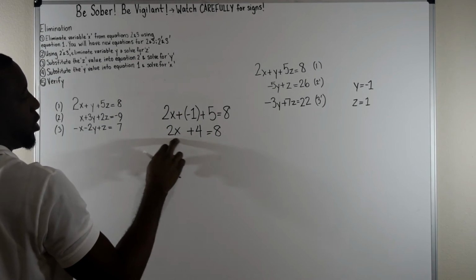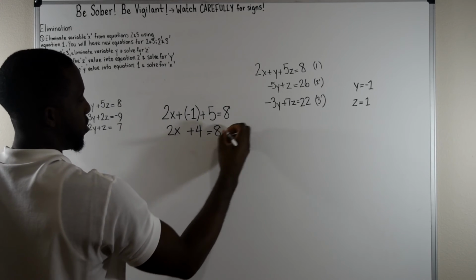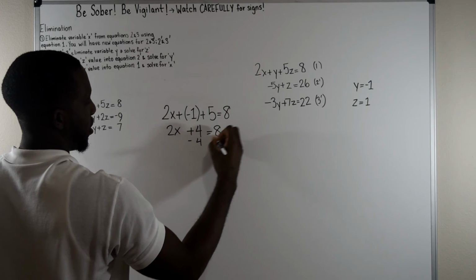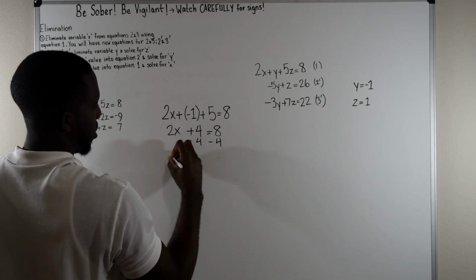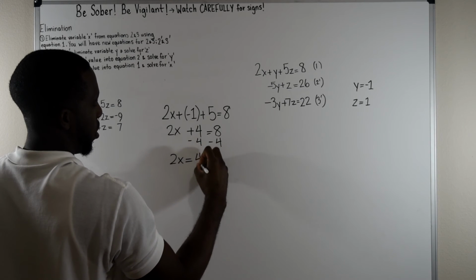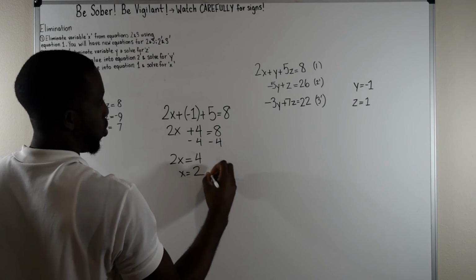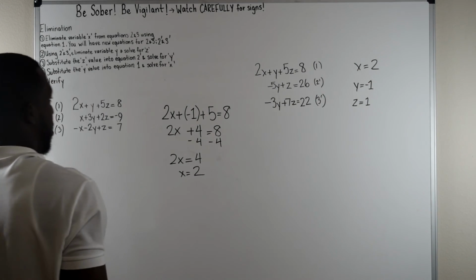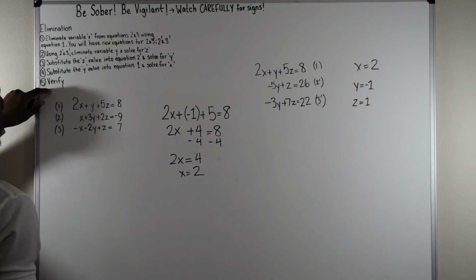All right, so I got 2x plus 4 equals 8. I moved this 4 to the other side. So I got, well, let me write it for you. I don't want to confuse you. So I got 2x equals 4, x equals 2. Okay, x equals 2. All right, so now I got all my variables.